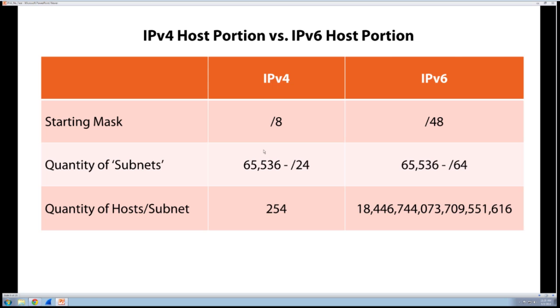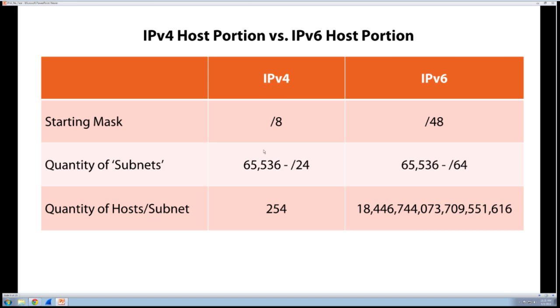Well, 254 is a fine number. That'll get us most of what we need usually. However, there are circumstances, and I've been involved in plenty of them, when a /24 isn't the right mask because you need 500 devices or 1,000 devices. But once we start getting beyond 1,000 devices, now we have other issues, and those have to do exclusively with Ethernet and how that broadcast domain works.